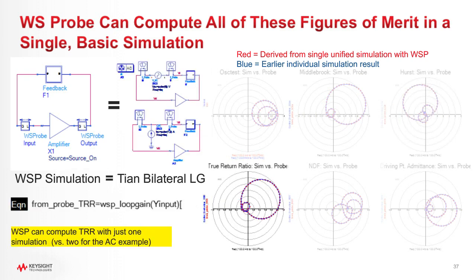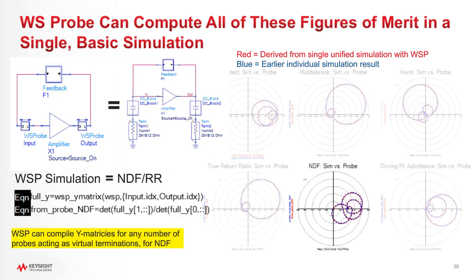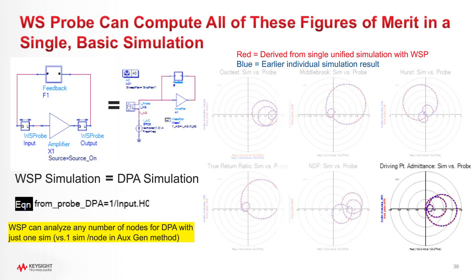You can also do Tian's bilateral loop gain. Personally, I think this is the most useful loop gain because it's based on the injection, so it's not sensitive to the loop and the location in the loop, and it's also bilateral, so it considers signal flow in both directions. We can derive that directly from the probe example. We can run a normalized determinant function because we can derive a Y matrix from any number of probes in there and simply toggle the source and take the determinant. And we can also do the driving point admittance that's directly output by the probe as well.